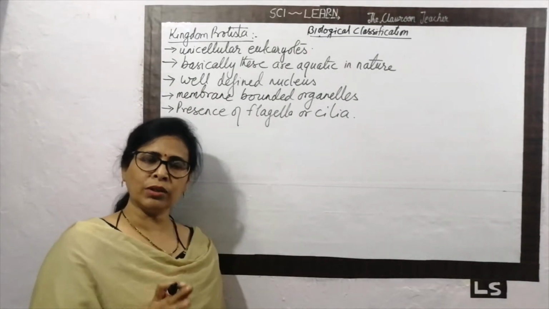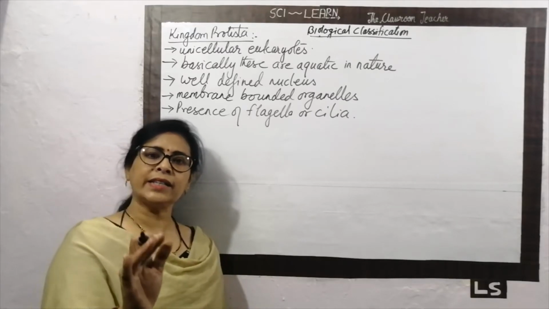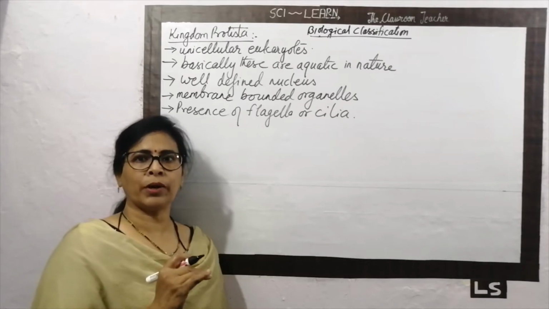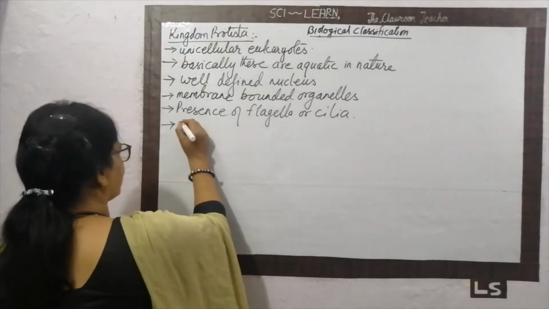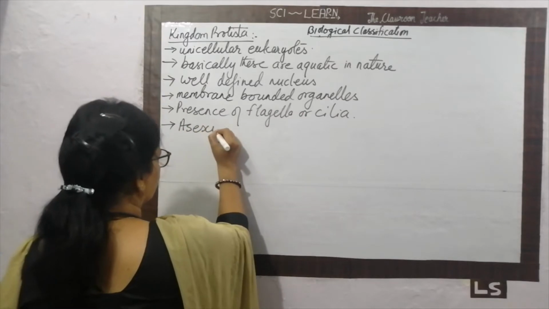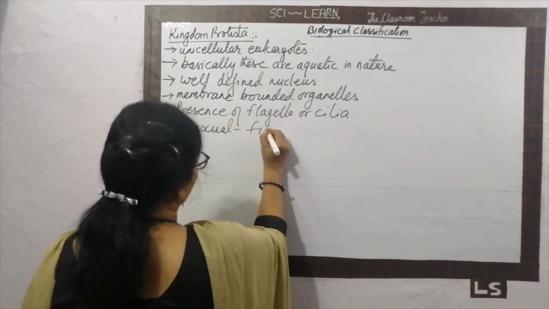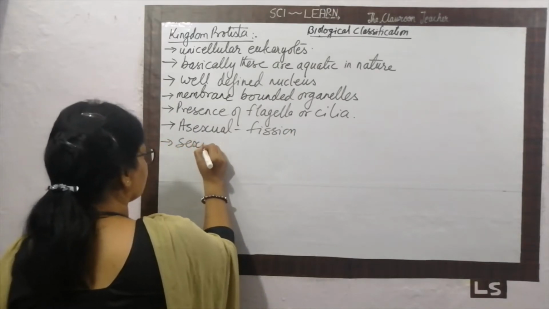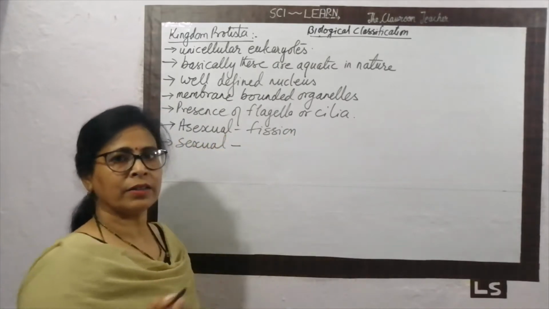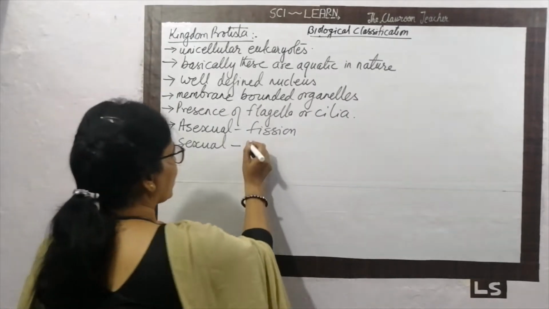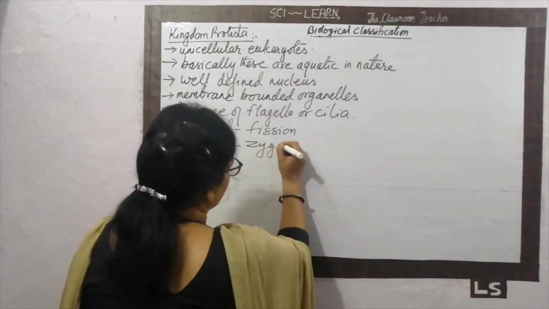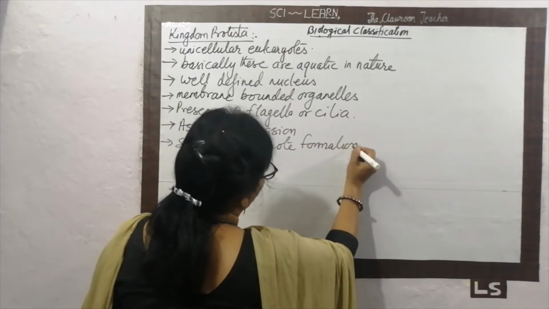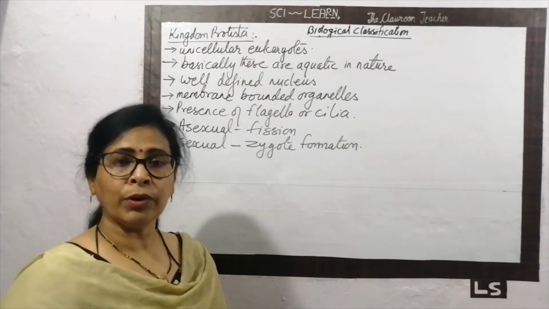For reproduction, they have both types: asexual as well as sexual reproduction. The asexual mode of reproduction is the fission method, and sexual reproduction is by zygote formation. So these are the modes of reproduction present in PROTISTA.